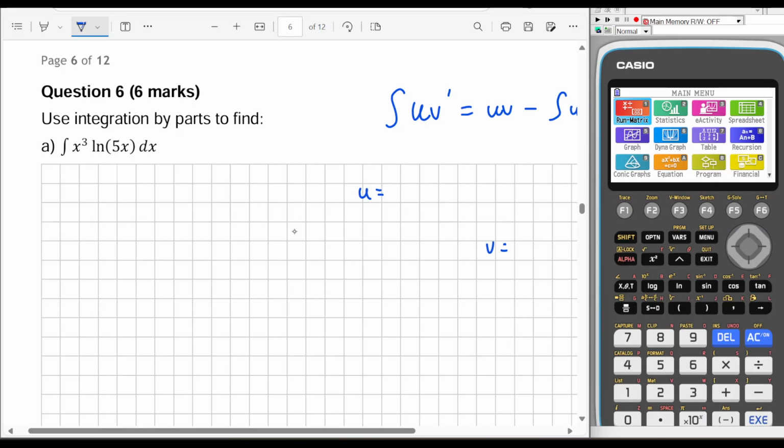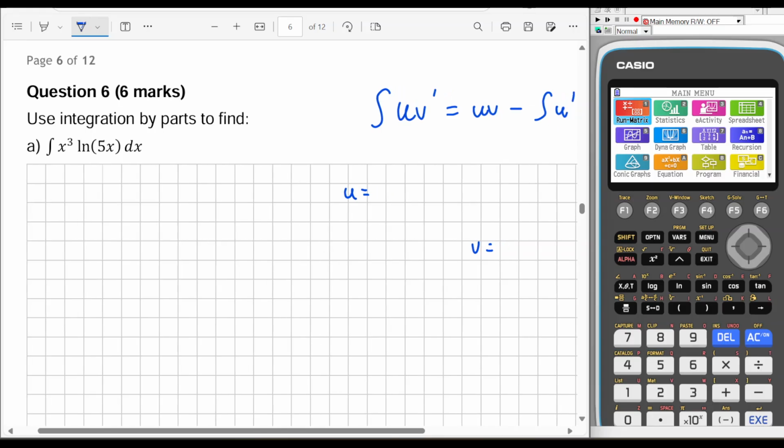Now, I don't know how to integrate log of 5x, so I'm guessing that that's not going to be my v dash, because you have to integrate v dash. So maybe let's try x cubed for the u. No, sorry, my bad. Let's try log of 5x for the u.